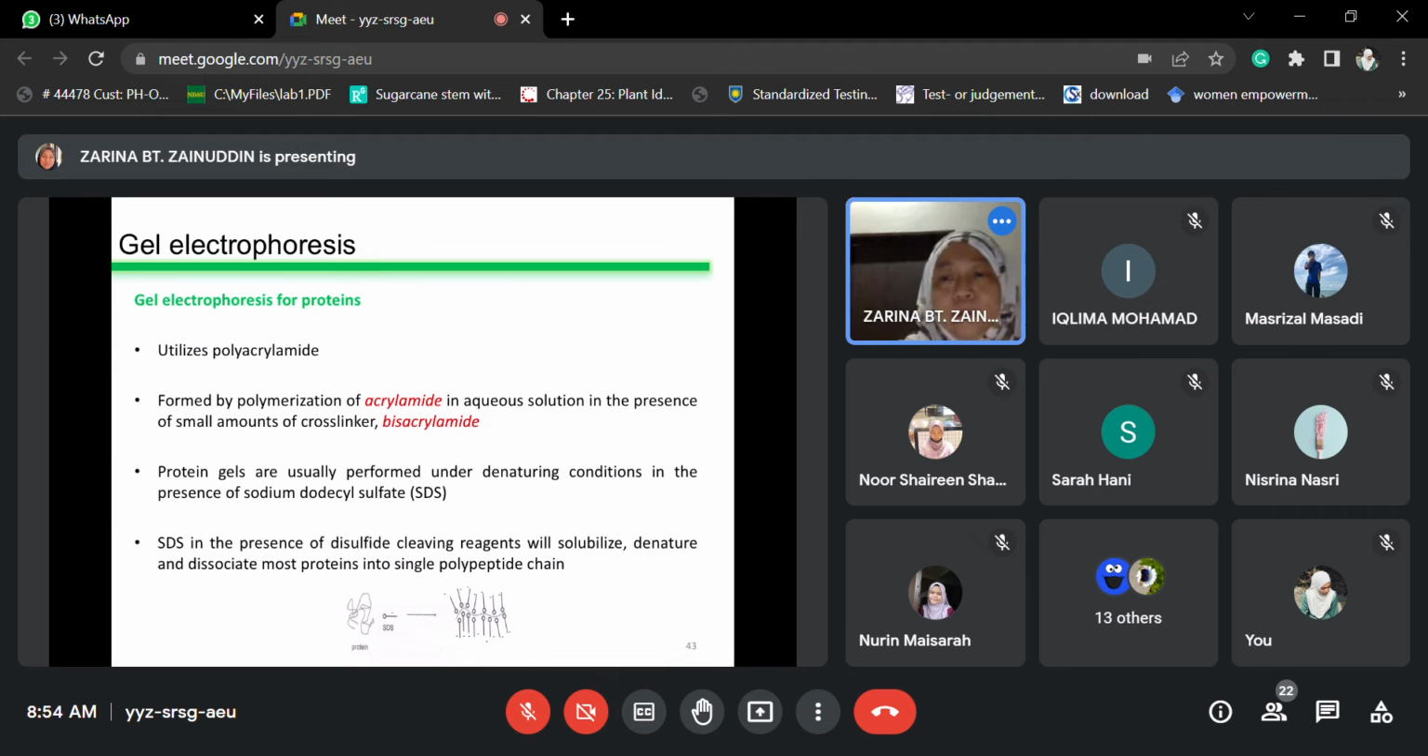Tak ada? Okay, so we move for protein pula. For protein, it actually utilizes polyacrylamide. Okay, dia different. Protein kita tak pakai agarose. Kita pakai the type of gel tu, kita pakai polyacrylamide. Okay, so they are based on polymerization of acrylamide, and in the presence of a small amount of cross-linker, what we call bis-acrylamide.